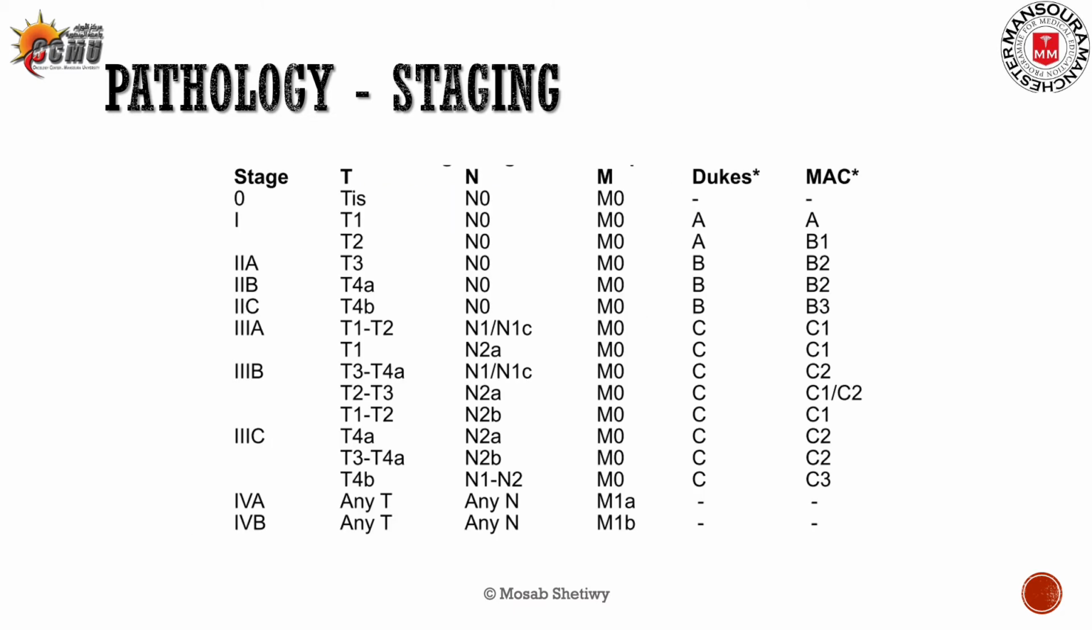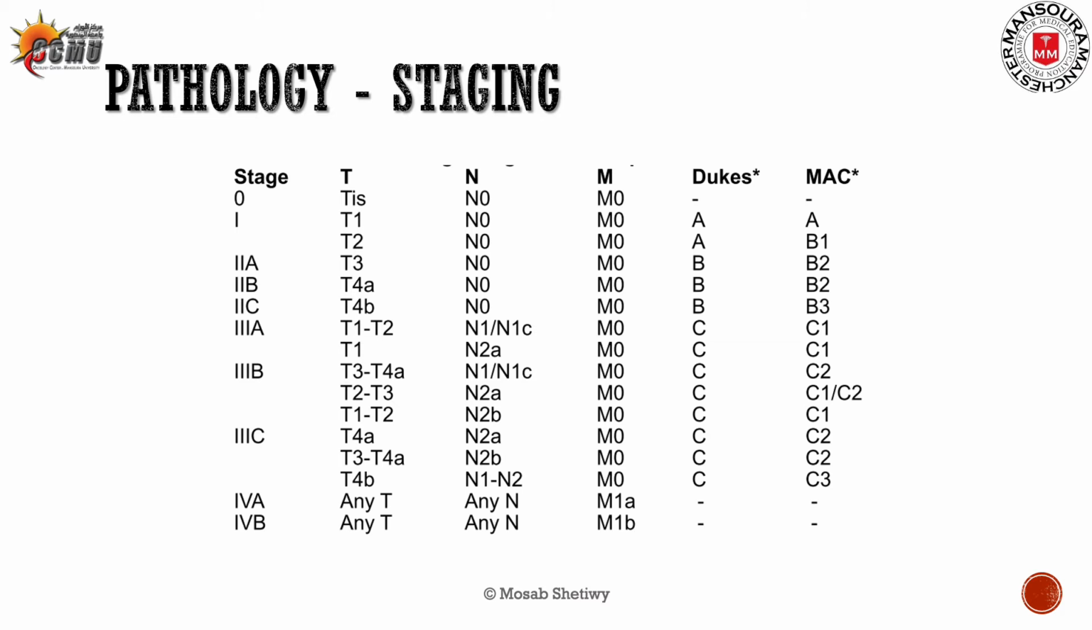Well, actually, staging of tumors by TNM or Dukes or MAC is further classified into this table into stages 0, 1, 2, 3, or 4. Stage 0 is a Tis carcinoma. Stages 1 and 2 are node negative. Stage 3 is node positive cancer. Stage 4 is metastatic disease.